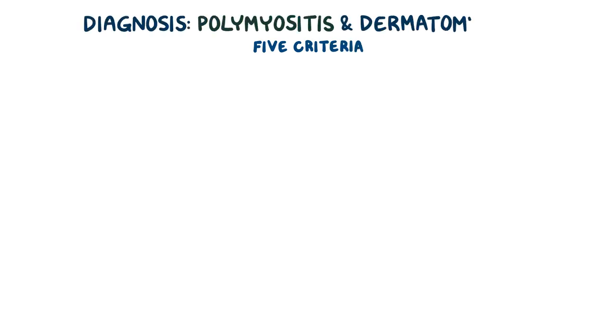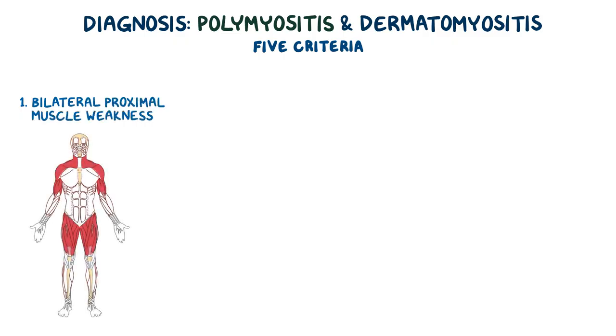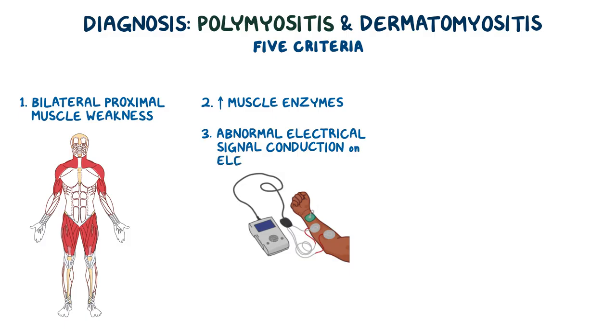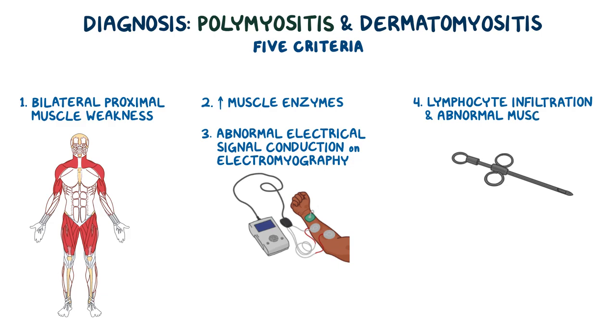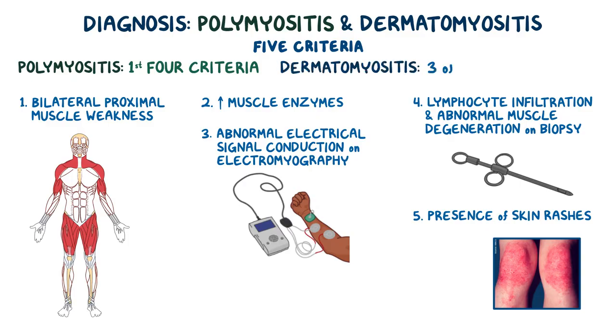Five criteria are used to diagnose polymyositis and dermatomyositis. The first one is bilateral proximal muscle weakness, involving both thighs or both upper arms. The second one is elevated muscle enzymes. The third one is abnormal electrical signal conduction on electromyography. The fourth one is finding lymphocyte infiltration and abnormal muscle degeneration on biopsy. And finally, the fifth one is the presence of skin rashes. To diagnose polymyositis, all of the first four criteria must be met, while for dermatomyositis, 3 of the first 4 criteria plus the fifth criteria must be met.